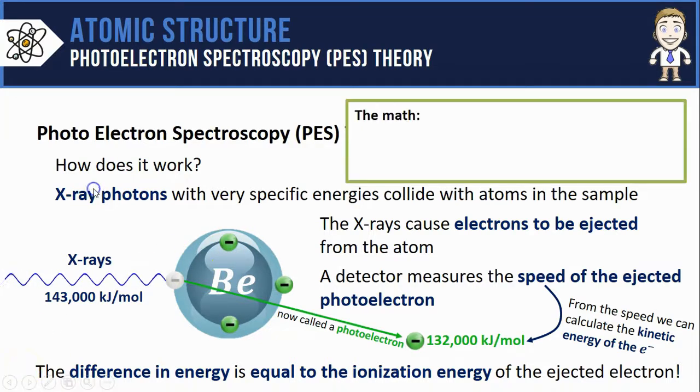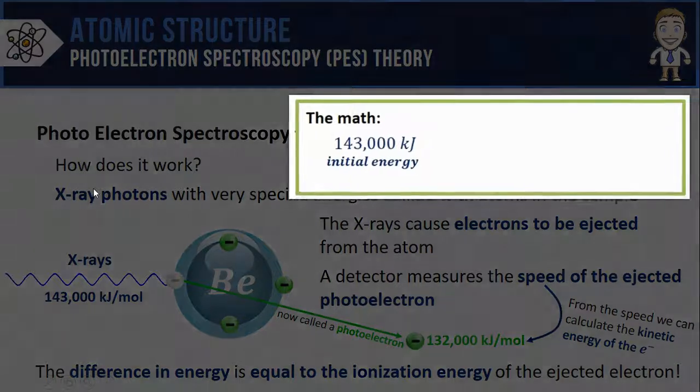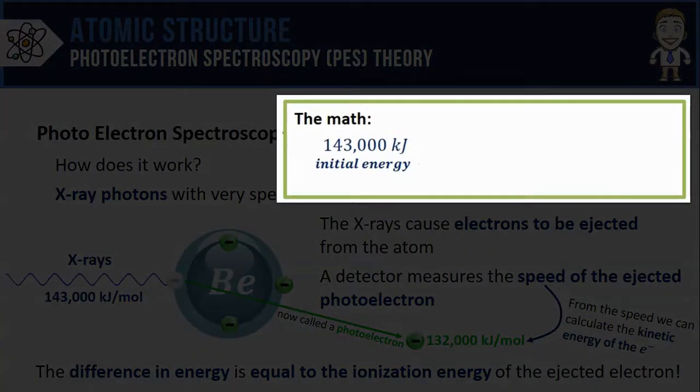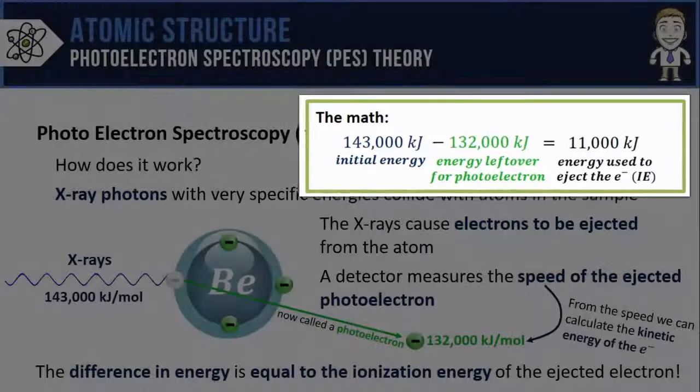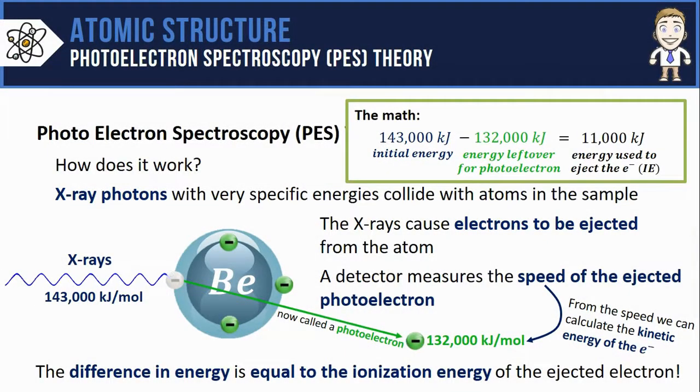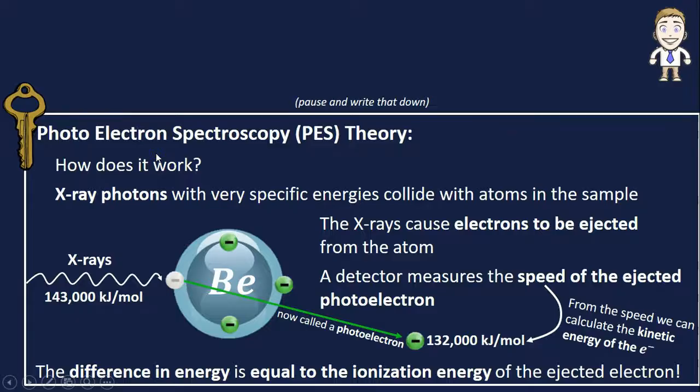Here's the math behind how it works. We started with 143,000 kilojoules of initial energy. If you subtract out the energy that's left over for the photoelectron, you can calculate that 11,000 kilojoules was lost in the process. That's the energy that was used to eject the electron, or otherwise known as the ionization energy. This is a pretty nice summary of how PES works, so make sure to take some time and write it down.